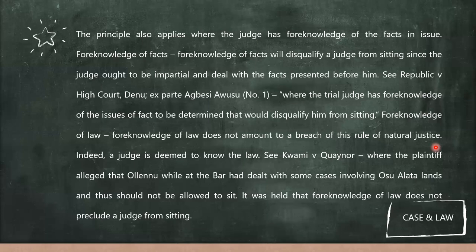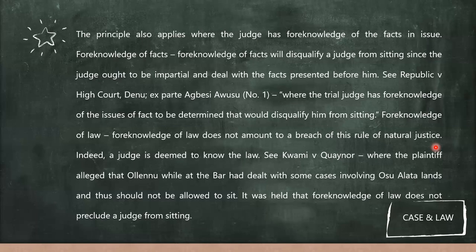And the locus classicus for this principle is also ex parte Agbesi Awusu, where the judge held a meeting with the faction, and so was probably very much aware of the entire facts. So the probability that he would be biased was very, very high. But what is important for me to clarify is that here we are talking about foreknowledge of the facts and not foreknowledge of the law.